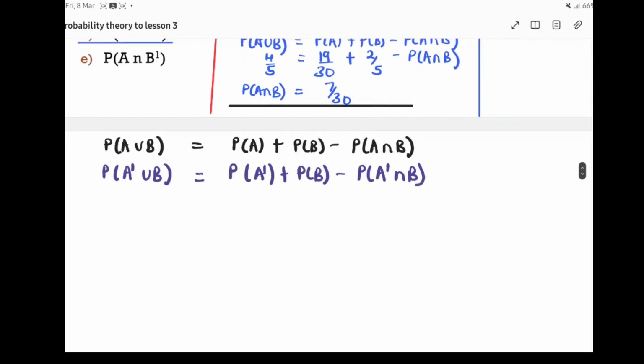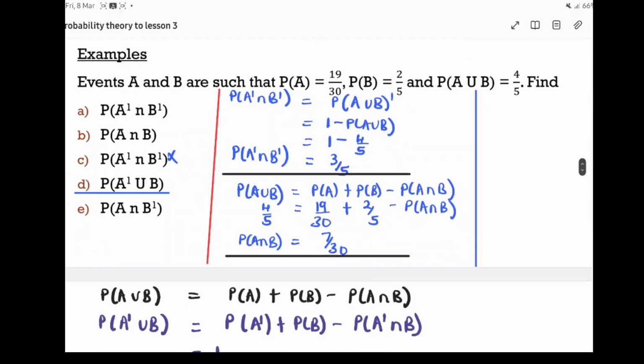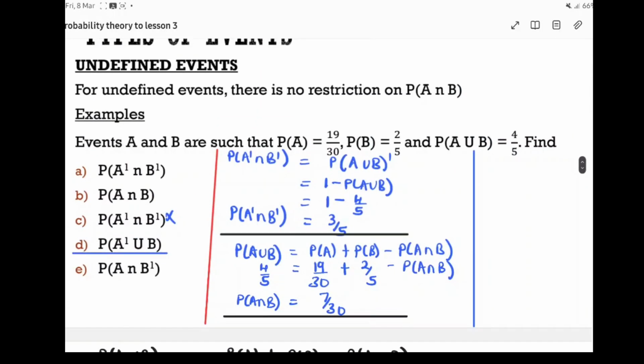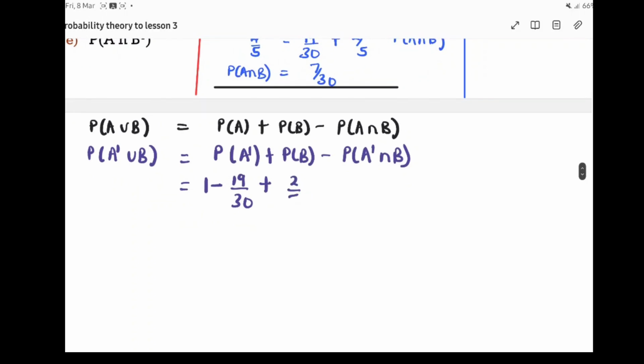I know that probability of A complement is the same as 1 minus probability of A. So I'll have 1 minus probability of A, which was given as 19 out of 30, plus probability of B, which was given as 2 out of 5, minus probability of A complement intersection B, which is the same as probability of B only. Probability of B only is the same as probability of B minus probability of A intersection B.